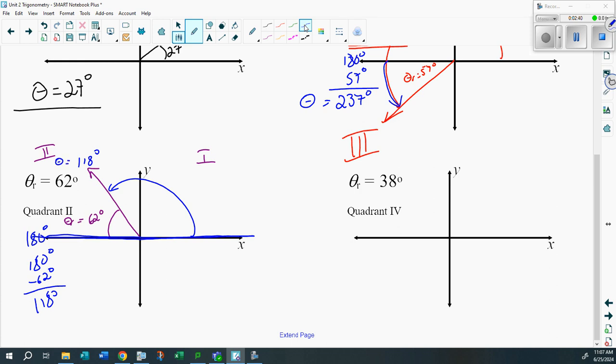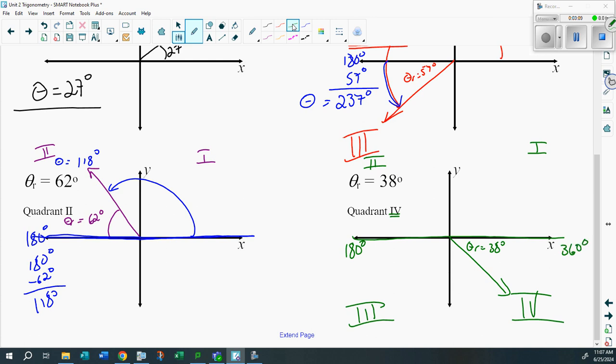Look at the last one. Here we go. The last one is asking you now to go into the fourth quadrant. Well, there's one. There's quadrant 2 here. There's quadrant 3 here. And quadrant 4 is right there. Perfect. I'm just going to draw any old angle. There it is. I know that my theta reference here is 38 degrees. Now, think about this. It's all about the x. I don't deal with the 180 here. I deal with the 360 over here. Why? Because it's the closest one to what I'm working with.